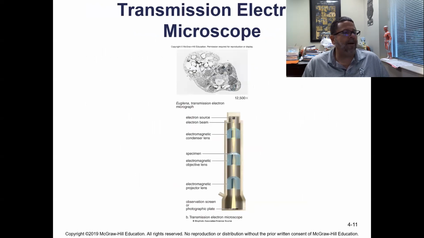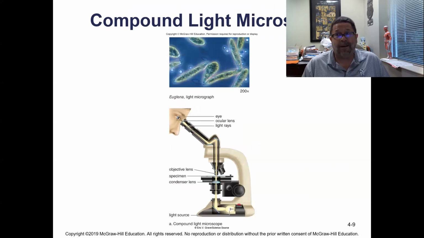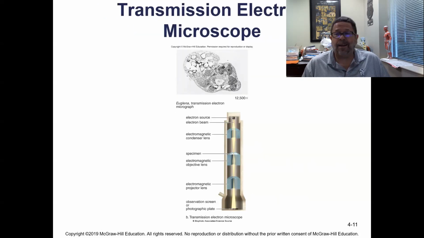And here is a transmission electron microscope image of the Euglena, the same Euglena at 12,500 power versus 200 power. See all those internal organelles? That's how we were able to discover all these organelles we're going to talk about in this chapter.